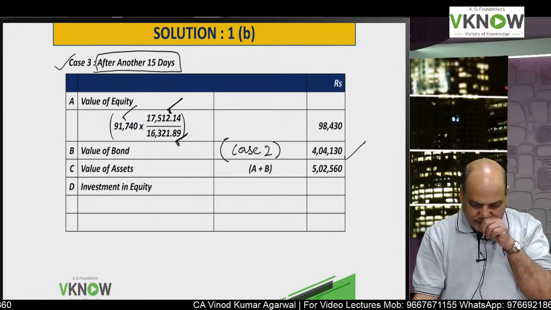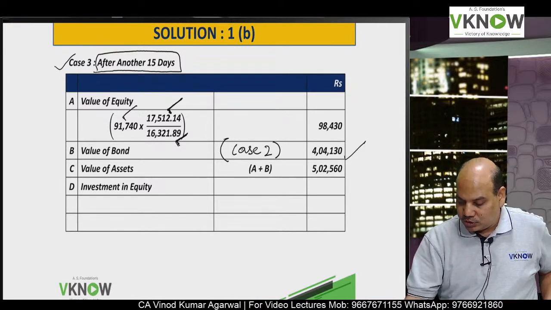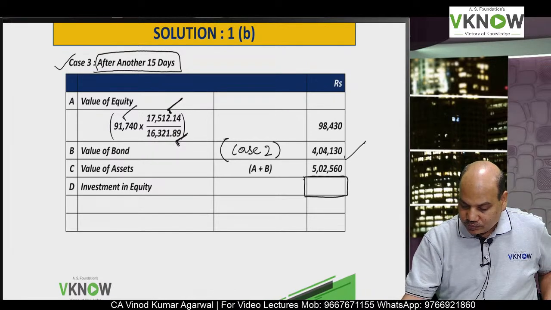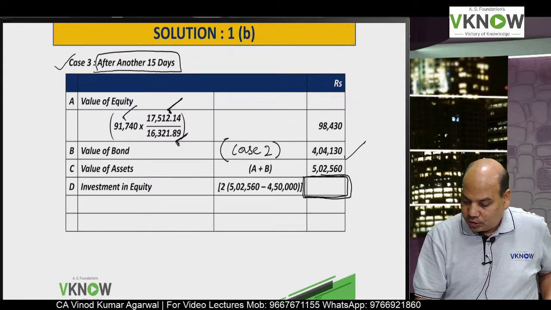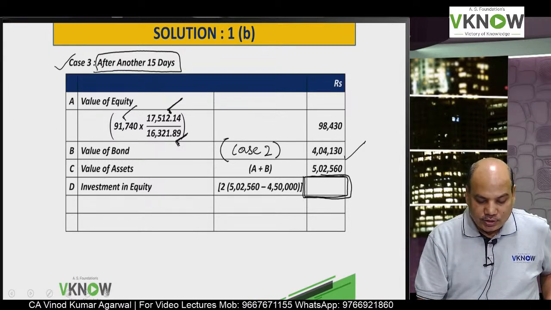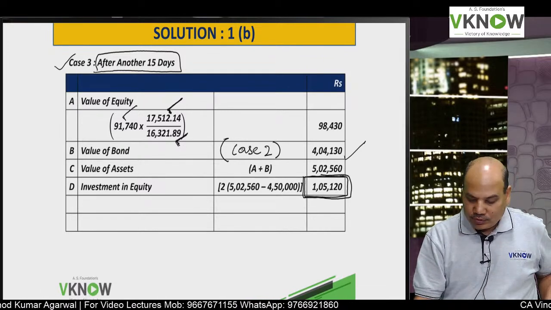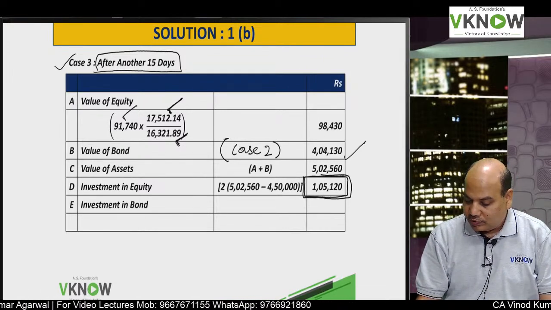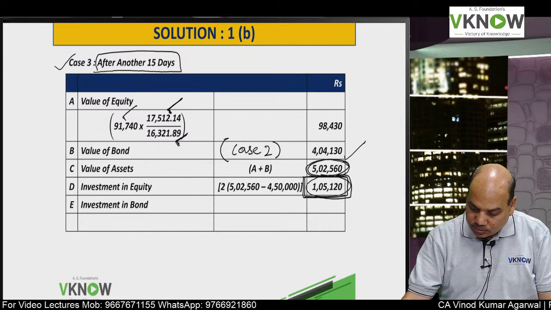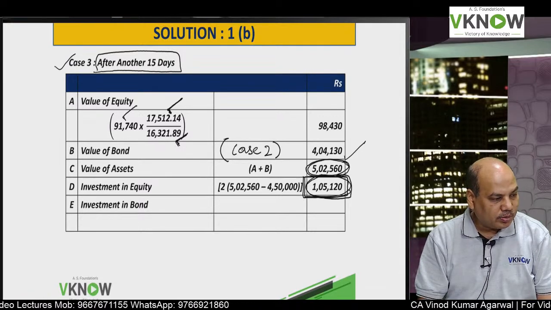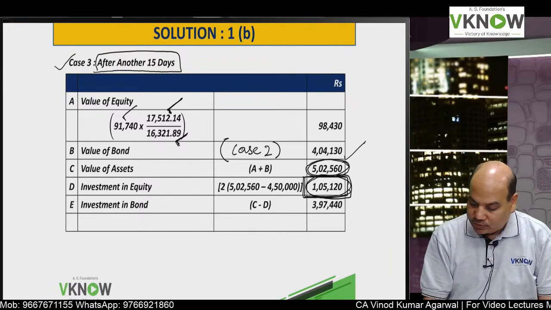Investment in equity. This time you will reply. Investment in equity will be how much? Give me the answer. 2 into 5,02,560 minus 4,50,000. So 1,05,120. Very good, Yadav. Investment in bond will be total asset value minus equity. Come on, reply. So this time my investment in bond will be 397,440.